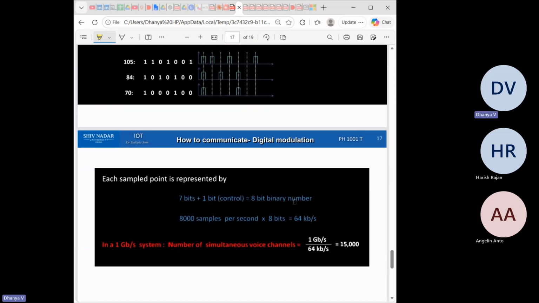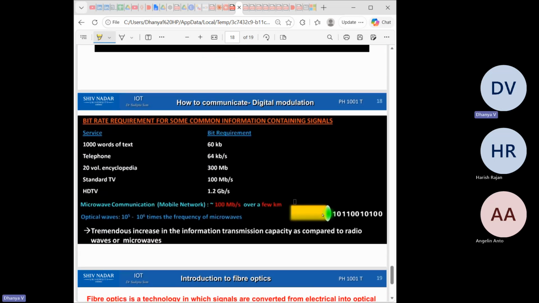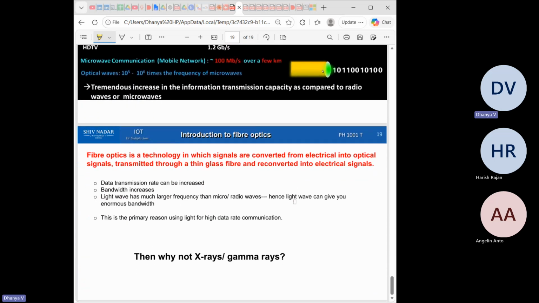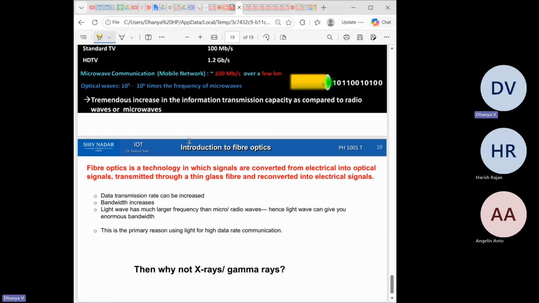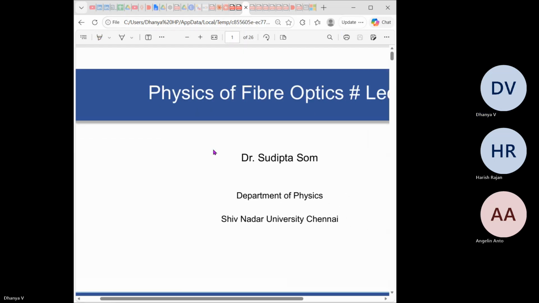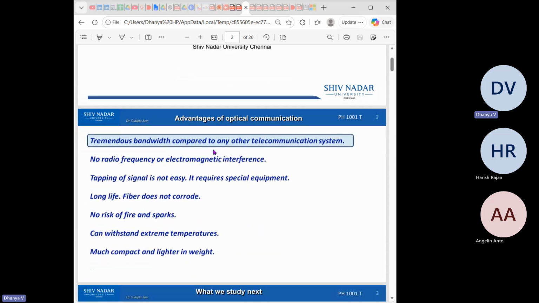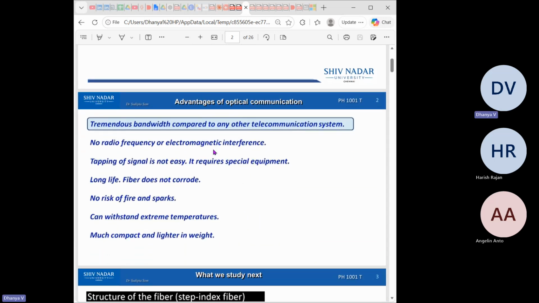So that's all with respect to this. Okay, I think we are done with lecture two also. There's a lot of things that are not really required, so I'm just covering the important parts. So, what are the advantages of optical communication?